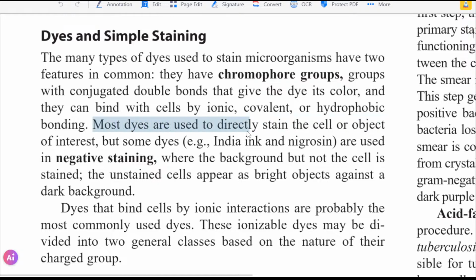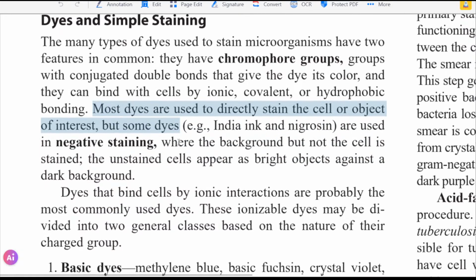So most dyes are used to directly stain the cell or object of interest. Once you put it on, these cells are stained. But some dyes, for example India ink and nigrosine, are used in negative staining. Guys, negative staining is when, once you put a stain on a certain cell, it doesn't retain that stain after you wash it, right? That's why you need one more stain, and that becomes double stain. So that's why we call it negative staining.